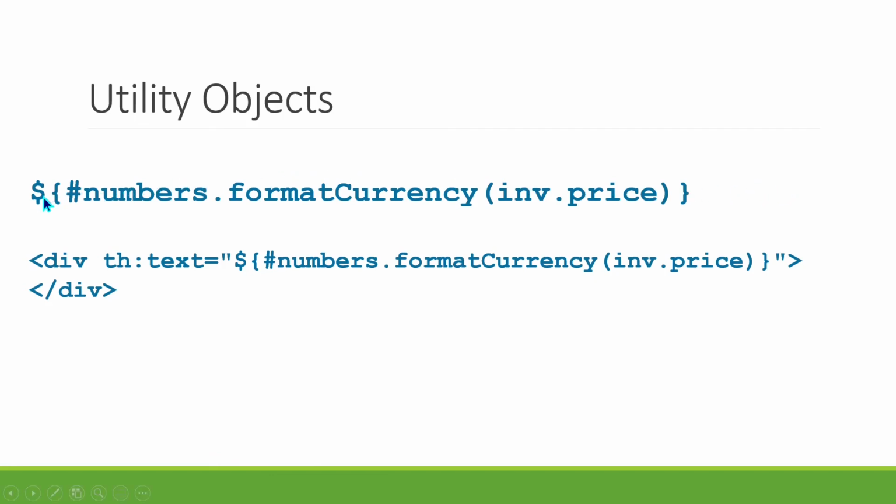In this case, it's in a variable expression. So for example, if I wanted to display the inventory price formatted with a $ sign and 2 decimal places inside a div or a span or whatever, here it's a div, I just go div text equals and then plop that expression in there. It's that simple.